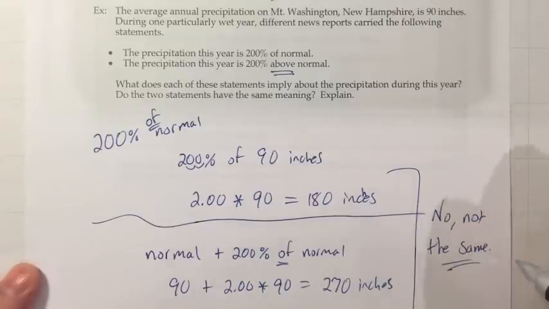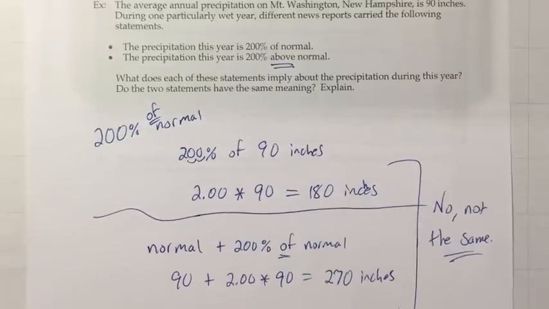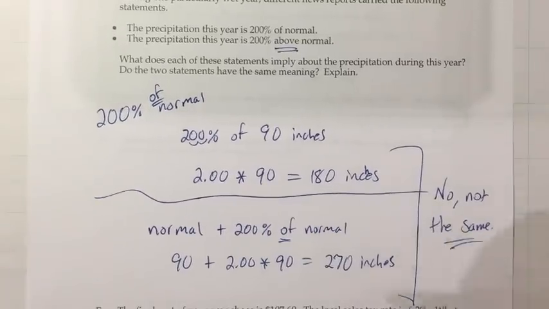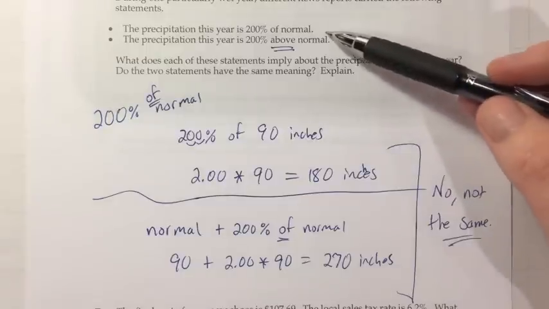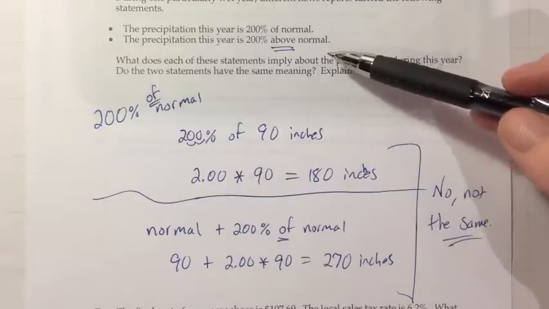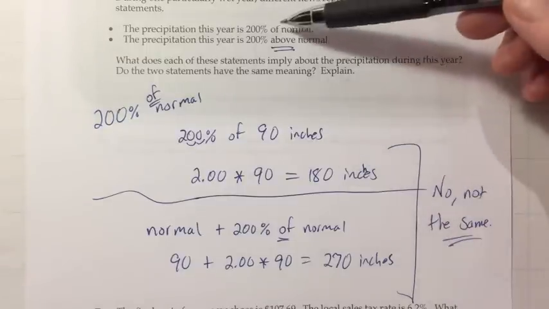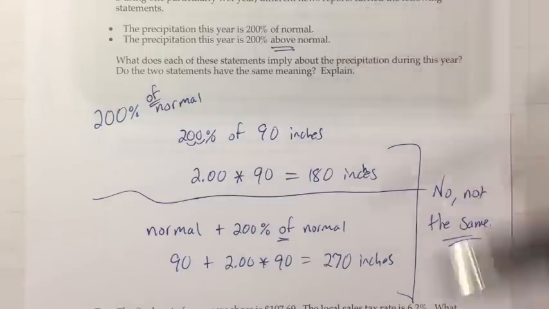A lot of times when I'm teaching this in class, face-to-face, people will ask me, well, which one was it really? And I don't know. You can go do some internet research on Mount Washington, New Hampshire, I guess. But the point is that both of these people thought they were saying something completely fine, but they weren't being careful between the difference between percent of normal and percent above normal.